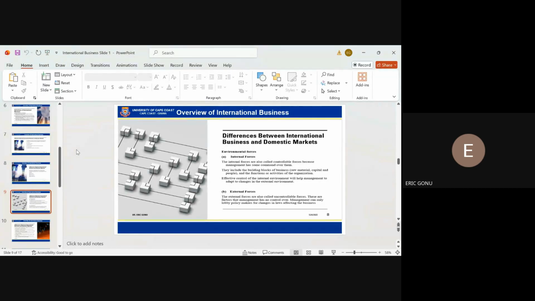So the effective control of the internal environment will help management to adapt to change in the external environment. If you have strength when it comes to internals, it helps you to adapt to changes that occur within an external environment where you don't have control. The external forces are also called uncontrollable forces. They are factors that management has no control over. Management can only lobby policymakers for change in laws affecting their businesses.